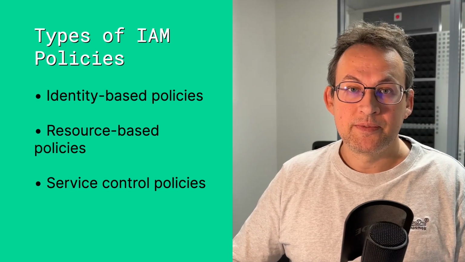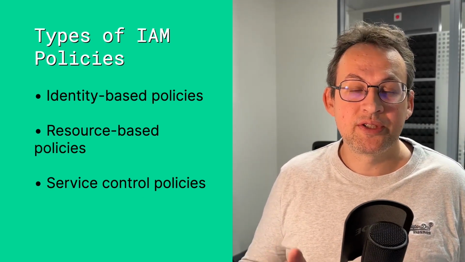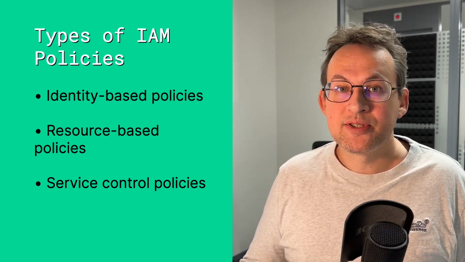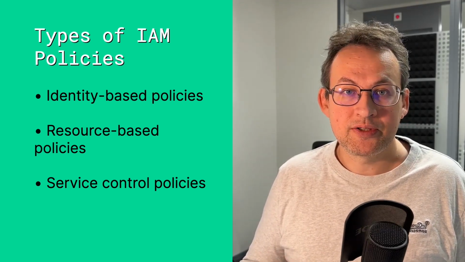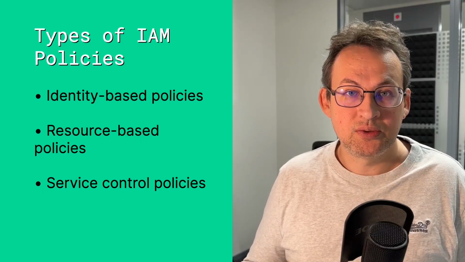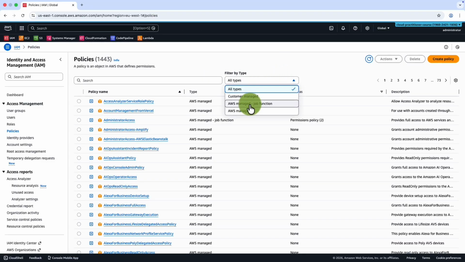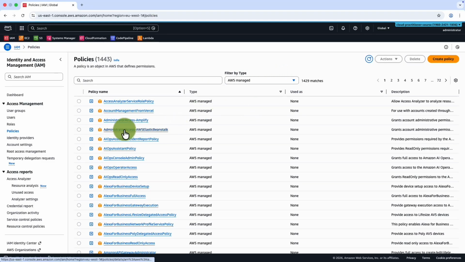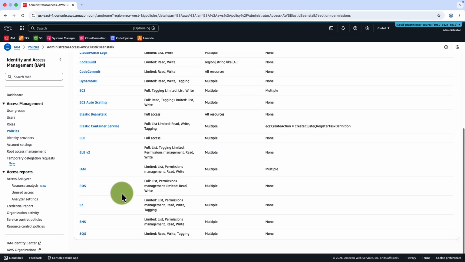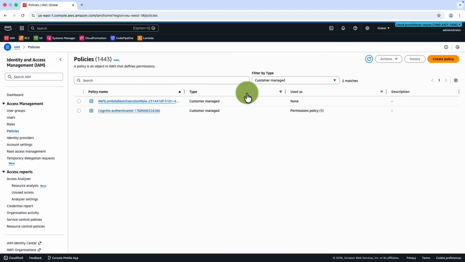Now, policies. You need to understand 3 types of policies: identity-based policies attached to roles or users, resource-based policies attached to resources like S3 buckets, and service policies control what services can do. Here's the distinction that shows up in exams a lot. AWS managed policies versus customer managed policies. AWS managed policies are maintained by AWS. They are ready to use but less flexible. Customer managed policies are the ones you create for specific needs. Know when to use each.